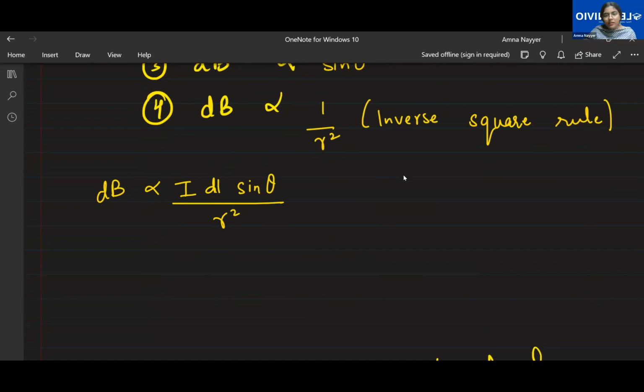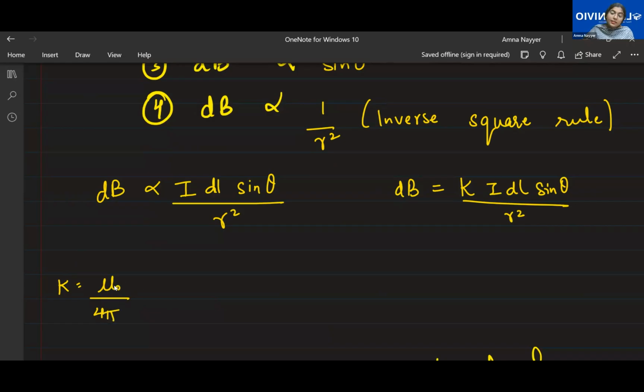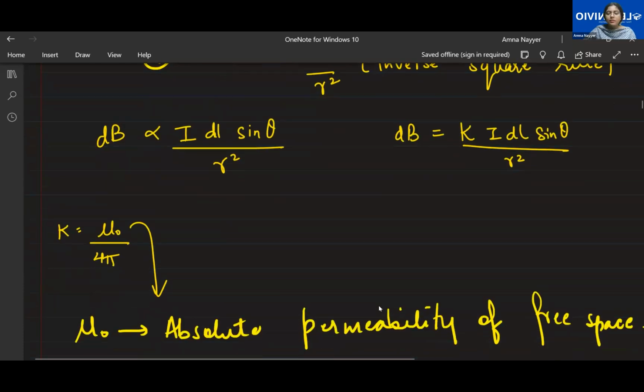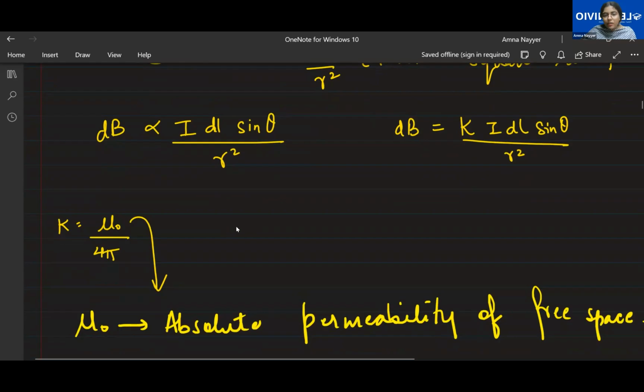Here we'll get a constant. When we remove the proportionality sign, we'll put a constant and then write the rest, I dl sine theta by r square. The constant in electrostatics was 1 over 4 pi epsilon naught, 9 into 10 to the power 9. Here the constant is mu naught by 4 pi. What is this mu naught? It's the permeability, which we will see in detail. It's the permeability of free space. But you should know the value of mu naught by 4 pi is 10 to the power minus 7.